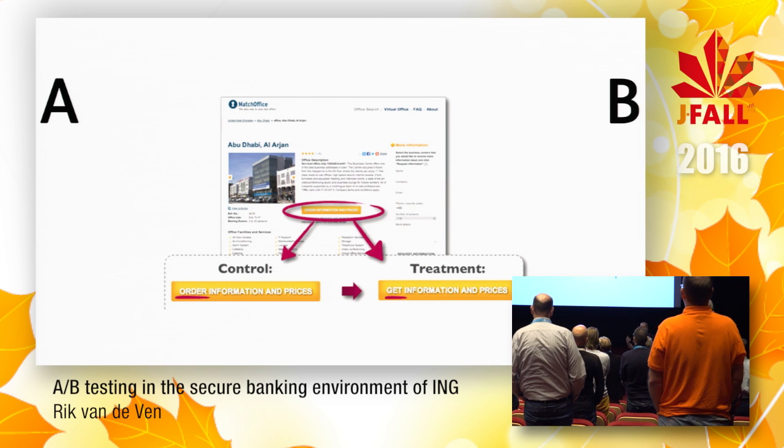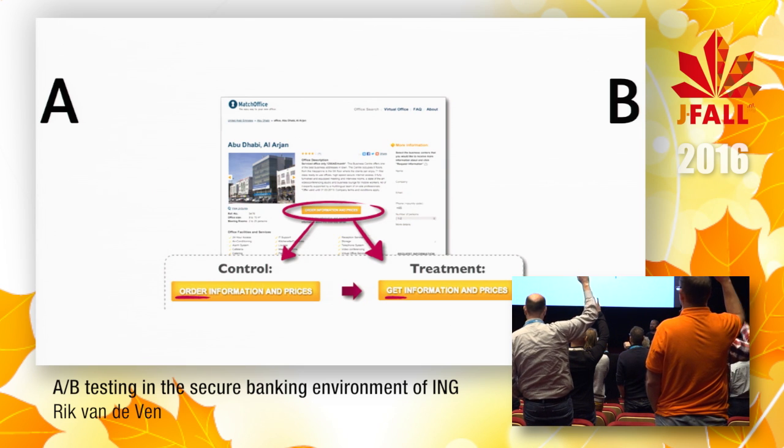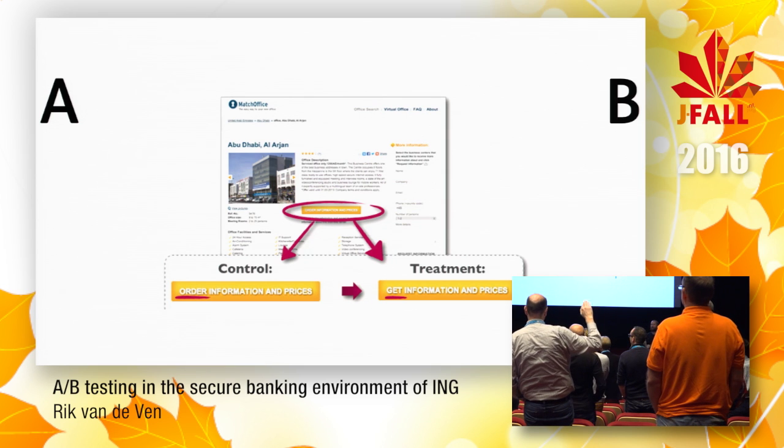And the idea here is that if you change the text from order to get, more people will click that button. So what I would like you to do, everyone who thinks the B variant is better, please raise your hand. Okay, everyone who didn't raise their hand, please sit down. And I think that's not a lot, most will keep standing. If you're tired, you can also just sit down and act as if you did it.